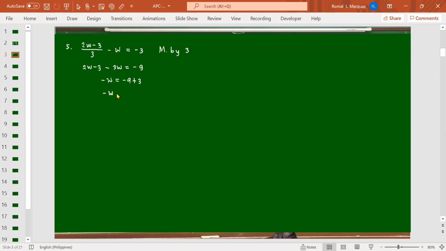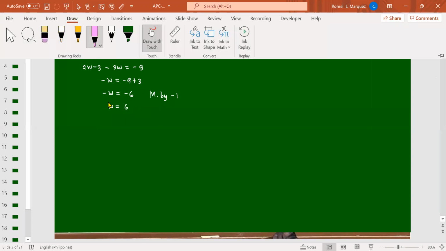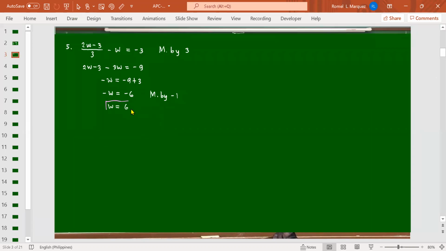So negative w is equal to negative 6. So w therefore is equal to 6 by multiplying its side by negative 1. Okay, so this is the solution to this equation. W therefore is equal to 6.